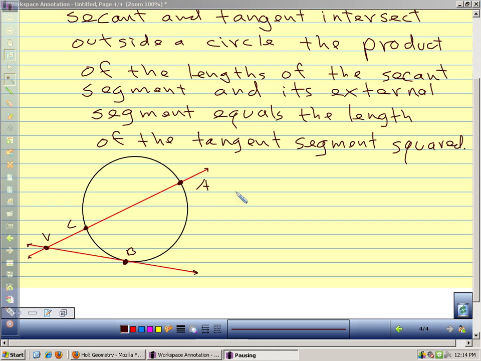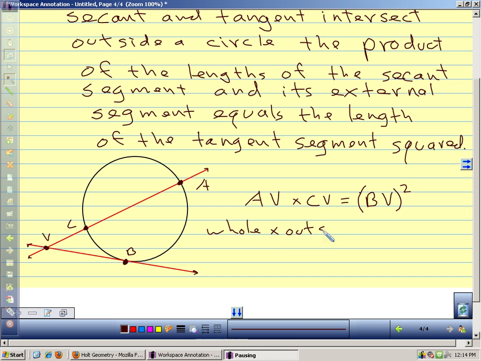So what the theorem tells us is that the secant segment AV times its external segment CV equals the tangent segment squared, equals BV squared. So the secant segment, this whole segment, times the external segment equals the tangent segment squared. And the shorthand that I think about for this one is the whole times the outside equals the tangent squared. So this should be what you have written in the top gray box on the fifth page in your flip book to help you remember how this works.